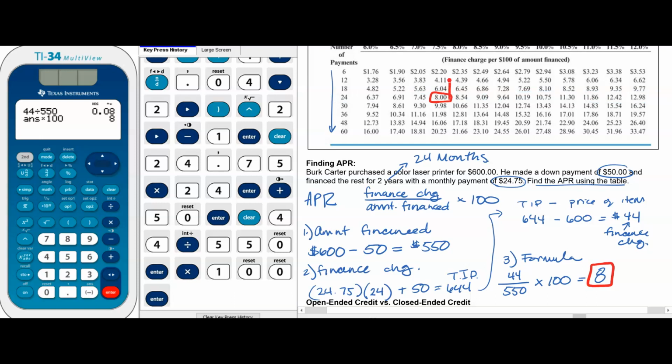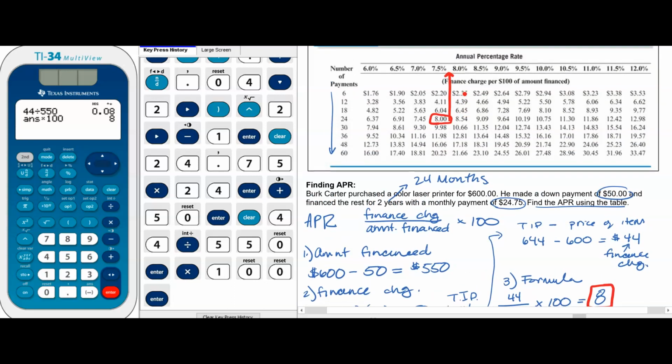And then what you do is you just look directly up. And that's going to be your APR. So when I look directly up, it's 7.5. Let me just scroll down just a little bit. There we go. And so the answer is 7.5%.